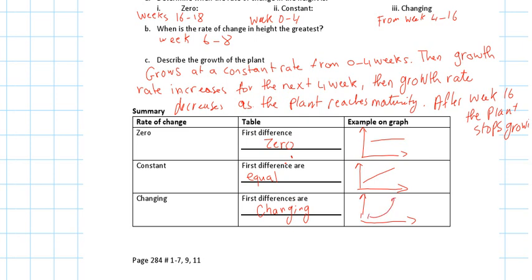Remember the difference between the average rate of change and the first difference. For the first difference you only do y2 minus y1. You don't do over x2 minus x1. Okay? You're only doing y2 minus y1, y2 minus y1, y2 minus y1. When it comes to the average rate of change, you're doing y2 minus y1 over x2 minus x1. Okay?